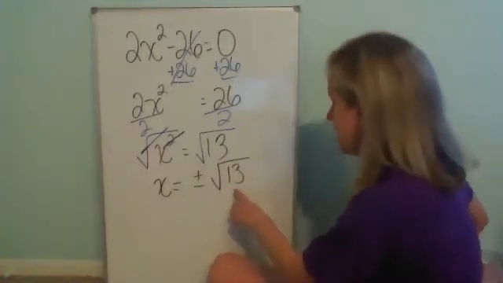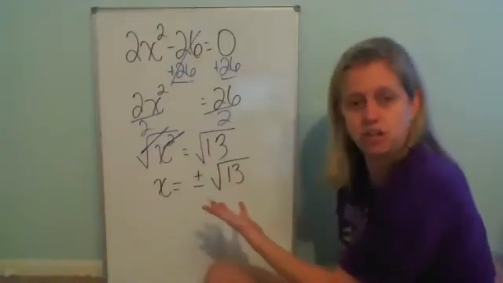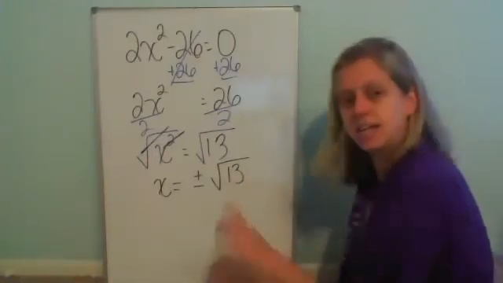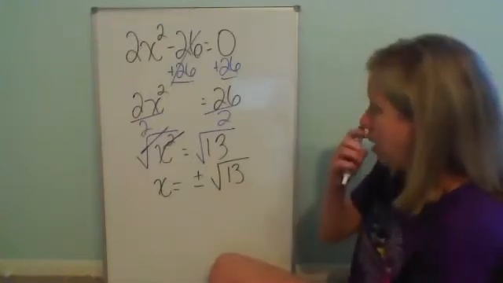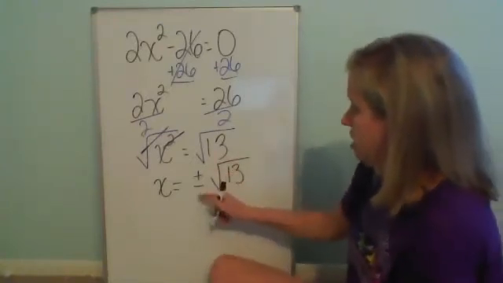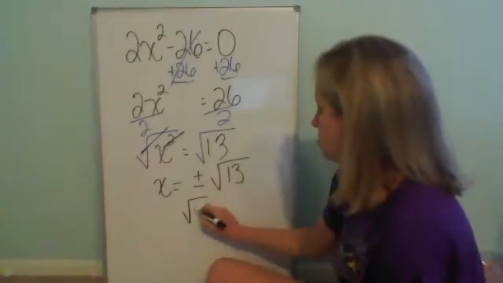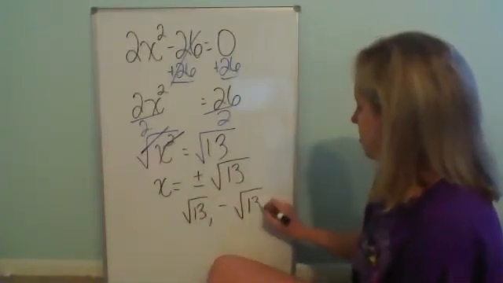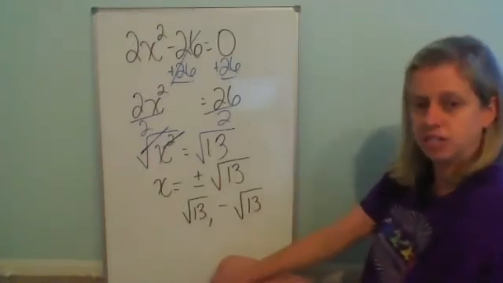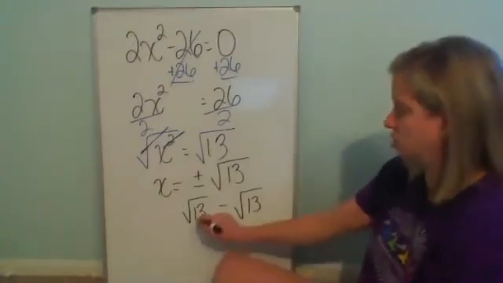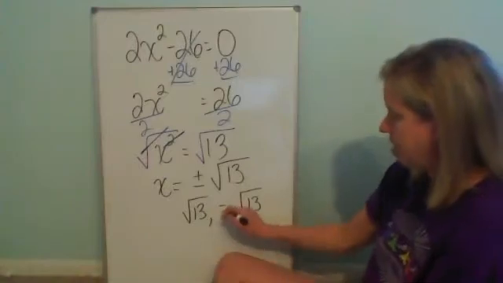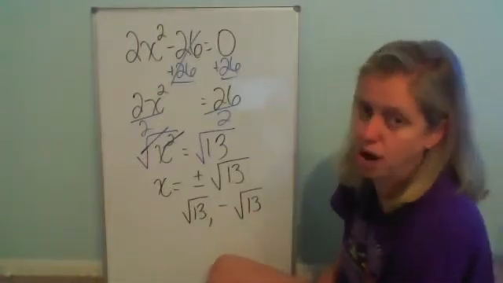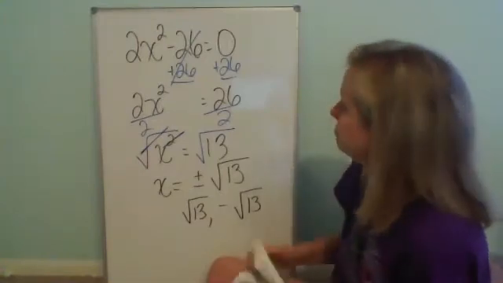Now, if this would have been a 16 or something, you could have changed that to positive and negative 4. But this 13, it just doesn't simplify. So you have two answers showing here. One answer is the positive square root of 13. The other answer is negative square root of 13. So those are your two answers, square root of 13, comma, negative square root of 13. So that's the square root property method to solve.